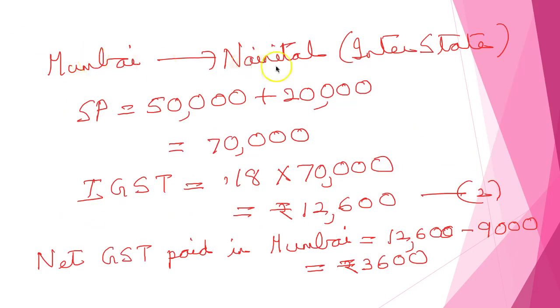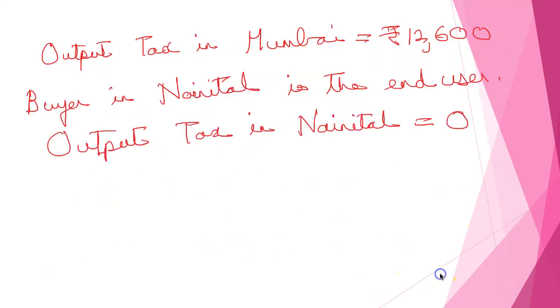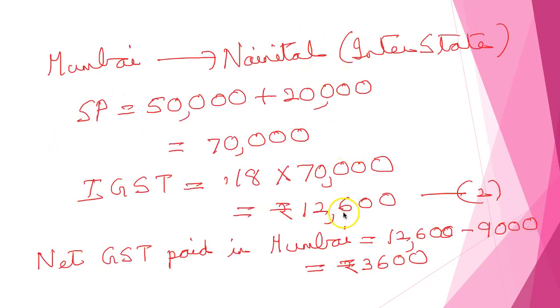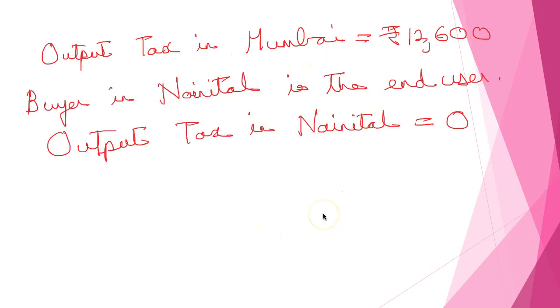Now Mumbai to Nainital is also interstate and it is sold at a profit of 20,000. So selling price is 50,000 plus 20,000, which is 70,000. And IGST is again 18% of 70,000, which is 12,600. So net GST paid in Mumbai will be 12,600 minus 9,000, that is 3,600. So output tax in Mumbai will be rupees 12,600.